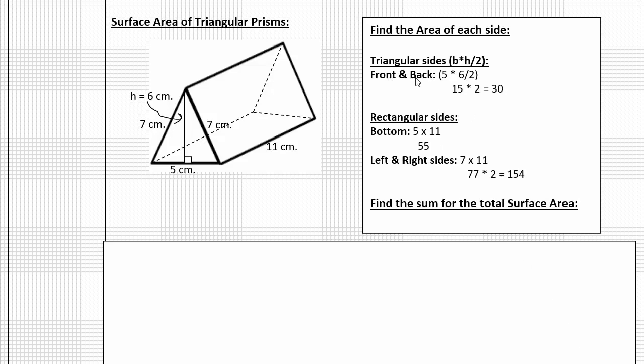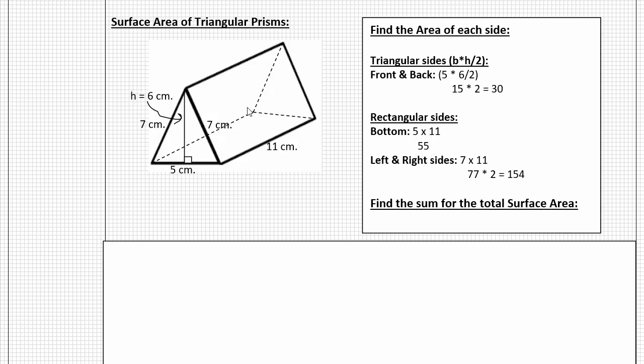For the front and back triangular sides, when I took 5 times 6, I got 30, divided that by 2, and I got 15. So the area of one of the triangles is 15 centimeters squared. But I went ahead and took that value and multiplied it by 2 because the front and the back are both 15 centimeters squared and they are congruent. So multiplying that by 2, they have a combined area, the front and the back, of 30 centimeters squared. The bottom rectangle, the 5 by 11, has an area of 55 centimeters squared. And there's only one of those, so I left that there.